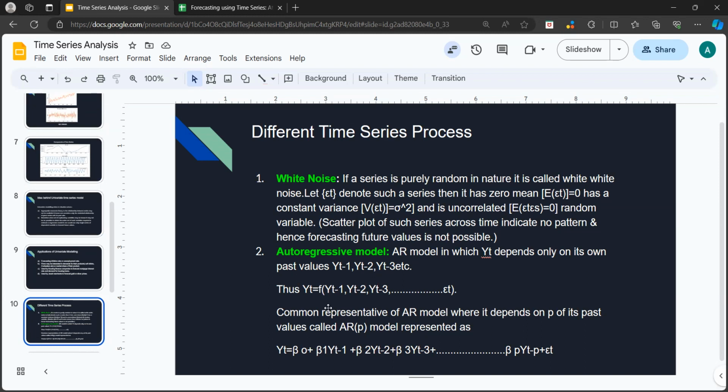So what is a white noise process? If a series is purely random in nature, it is called a white noise process. So white noise is completely random, you can say, like simply nothing is said. Each day, each data point, each time there is some random part, which we will denote as epsilon t.